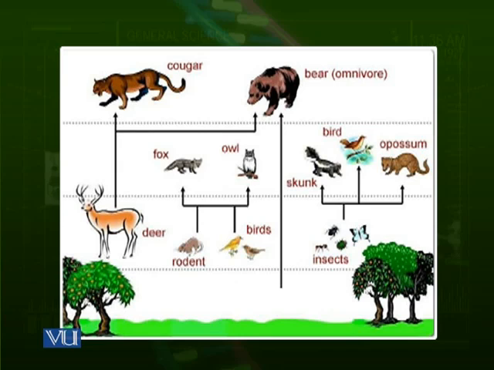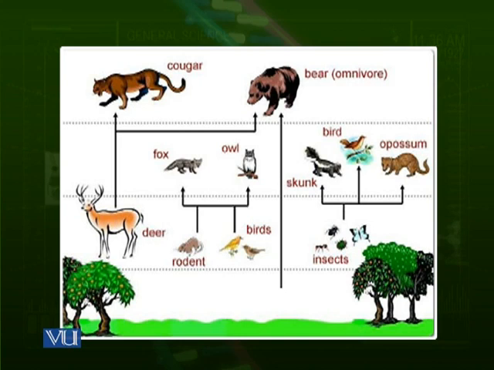The forest ecosystems are richer in their biodiversity because they are more suitable for life. You can see in this diagram a relationship in the form of a food web between organisms in a forest ecosystem. There are trees which are eaten up by the deers, by insects, by rodents, by birds. Rodents and birds are eaten up by the foxes and the owls. Deers are eaten up by the bears, by large cats. Then the insects are eaten up by the birds, by the opossum, and so on.